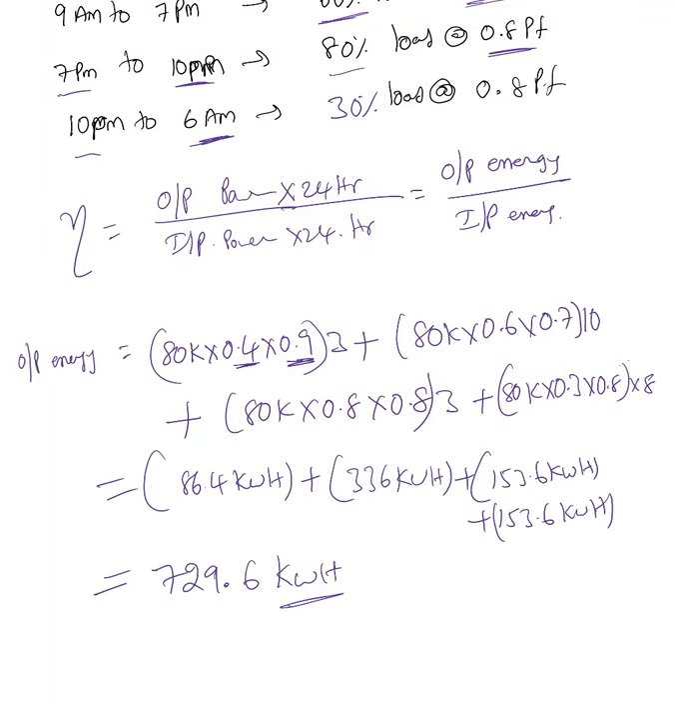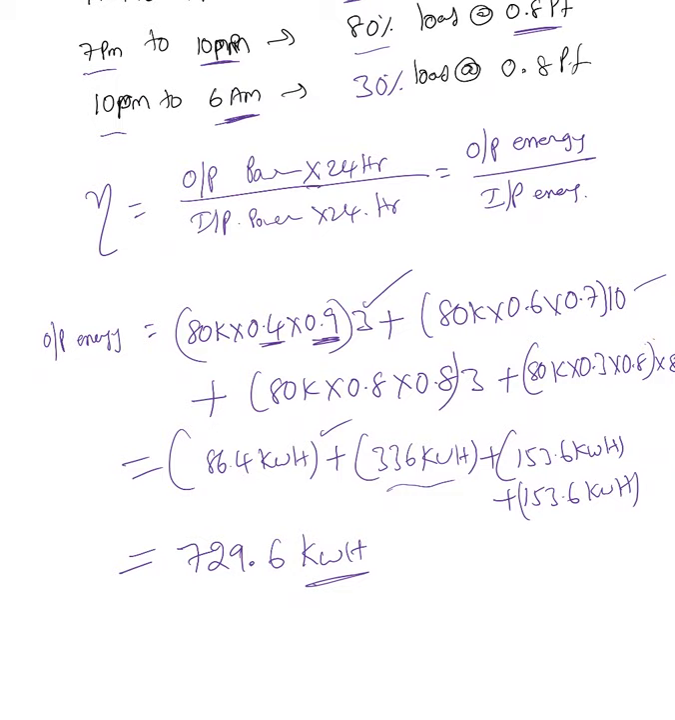So the output energy for the first 3 hours is 86.4 kilowatt hours. Next 10 hours it is 336 kilowatt hours. Next 3 hours 153.6 kilowatt hours, and the last 8 hours it's 153.6 kilowatt hours. So all day it is giving us around 729.6 kilowatt hours. Okay, that's the output energy.